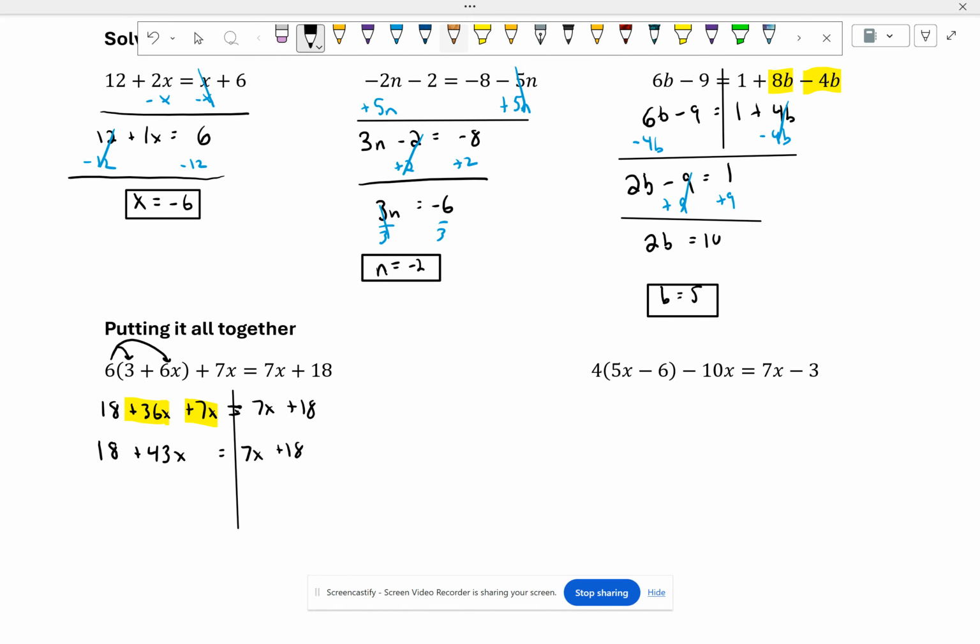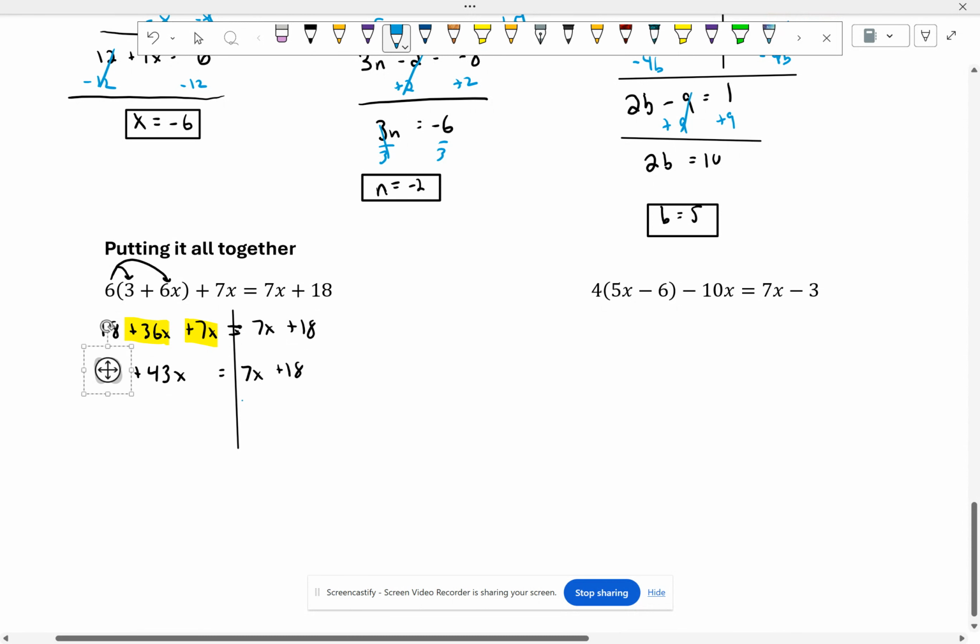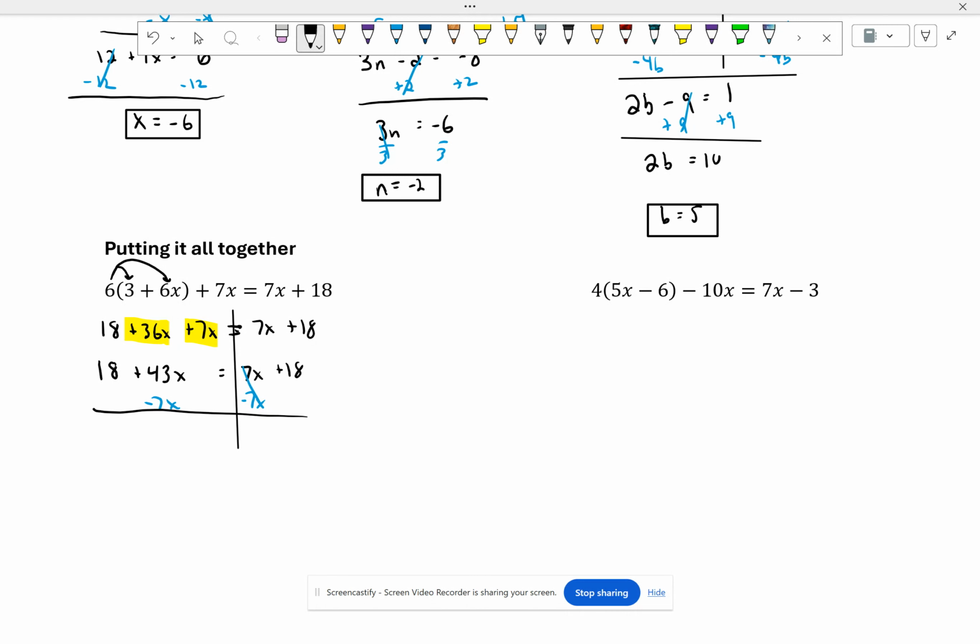All right. Now I have an x on both sides of the equation. I got to get them all on one side. So this is where I have to subtract an x on both sides. I always like to get rid of the smaller ones. So I'm going to subtract 7x on both sides. Okay. That leaves me with 18. 43x minus 7x is 36x.